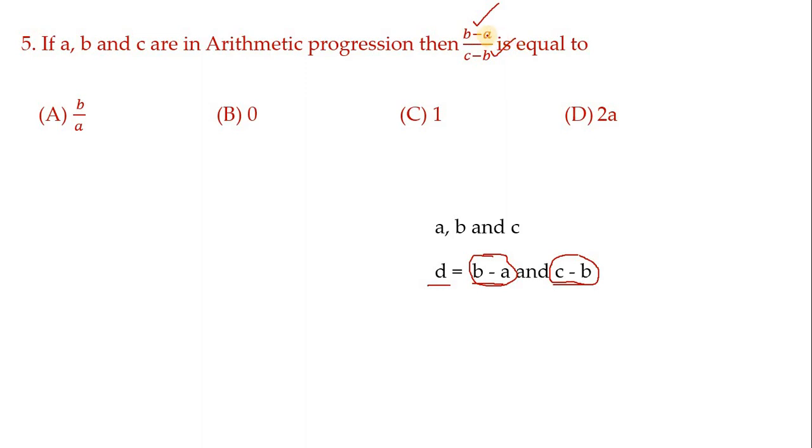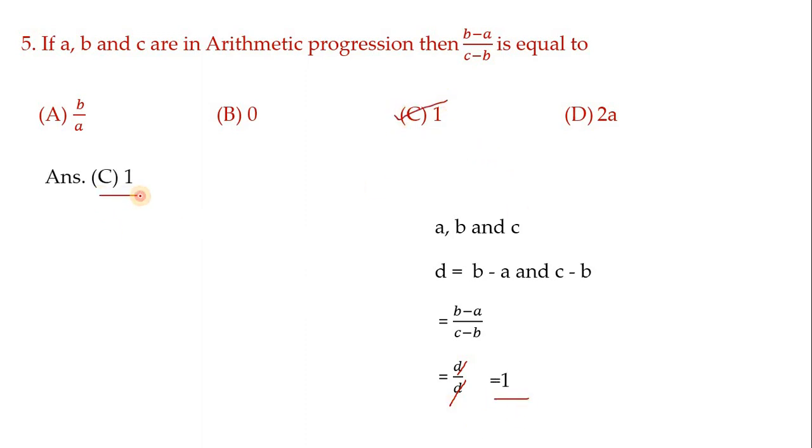Now in these places we can substitute D. So just like this, in the numerator write D and in the denominator also write D, because those two are equal to D. Now what happens here? D and D get cancelled. Our answer is 1. So option C is the correct answer.